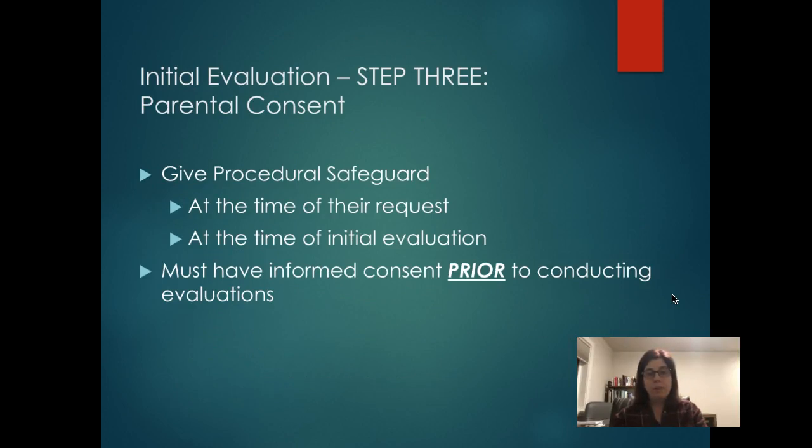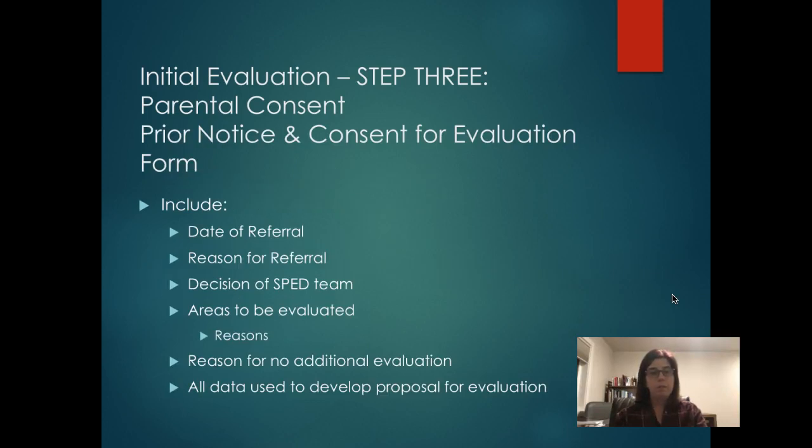The third step is parental consent. Just like in the regular IEP meeting, you need to give the procedural safeguards at the time of the parent request and or at the time of initial eval. And you must have that informed consent back prior to conducting the evaluations. The prior notice and consent for evaluation form needs to include all of these steps that are on the screen. Date of referral, reason, decision, areas to be evaluated and the reasons for no additional evaluation, and all data used to develop the proposal for evaluation.